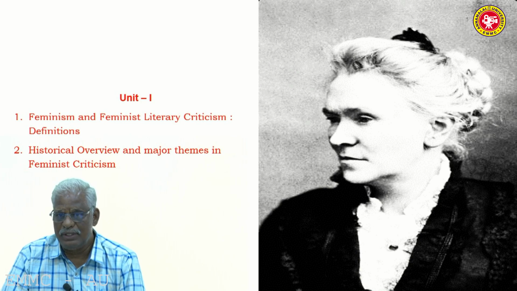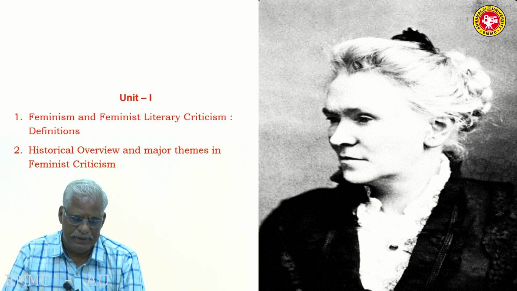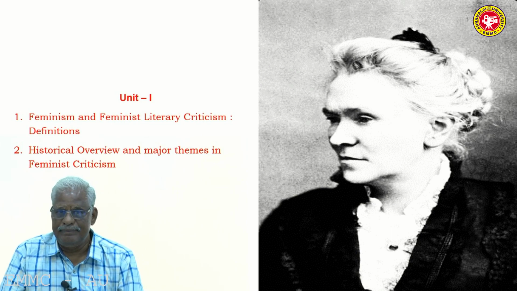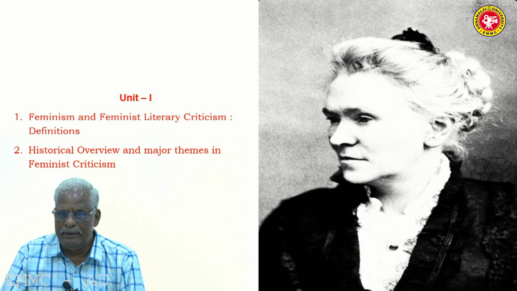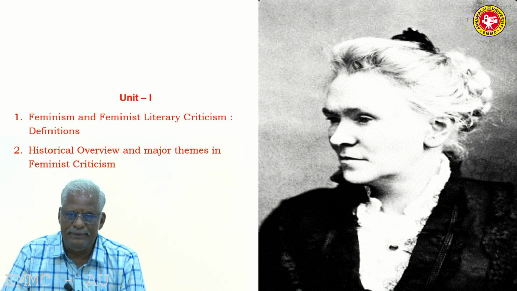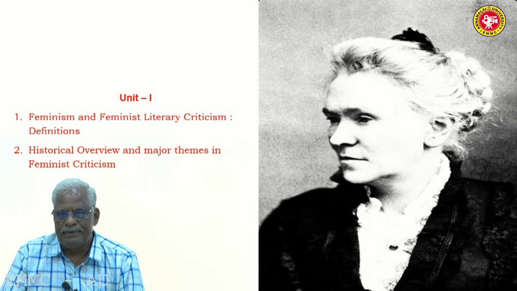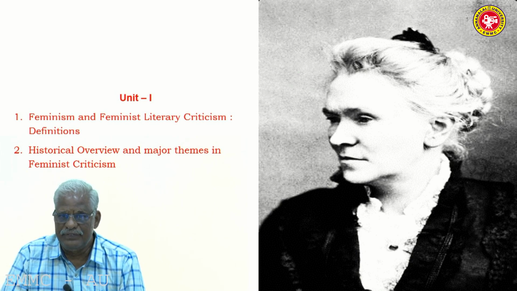The second one is the historical overview of feminism. According to Elaine Showalter, the development of feminism is divided into 3 phases. The first is the feminine phase, from 1840 to 1880, the second is the feminist phase, from 1880 to 1920, and the third phase is the female phase. These are the 3 phases according to Elaine Showalter's idea of the development of feminism.